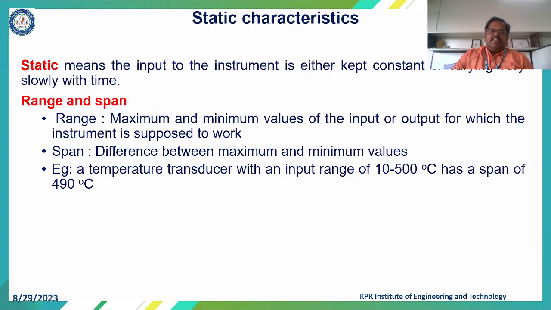For static characteristics, the input to the instrument is kept constant. Static means it remains the same. It is given in terms of range and span. Range is the maximum and minimum values of the input or output within which the instrument is supposed to work, and span is the difference between the maximum and minimum values. For example, a temperature transducer with a range of 10 to 500 degrees Celsius has a span of 490.